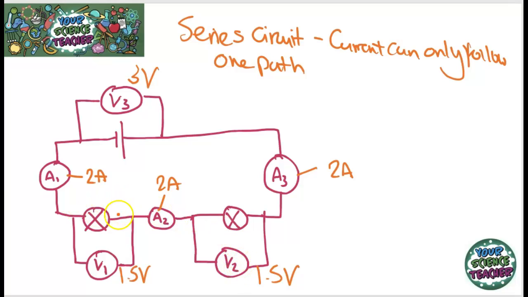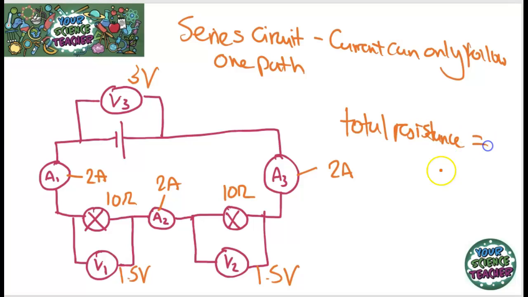The resistance in the series circuit is also quite easy to calculate. If this is a 10 ohm bulb and this is a 10 ohm bulb, my total resistance for that circuit would just equal 20 ohms. You just add them together.